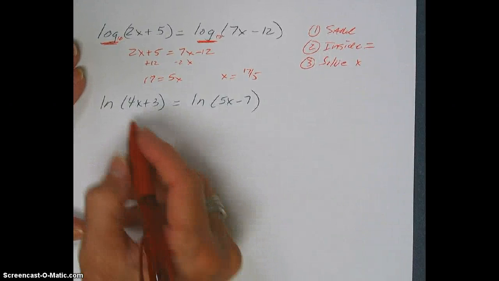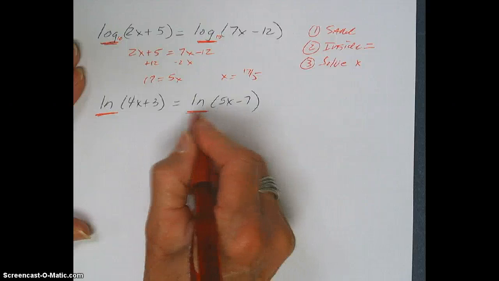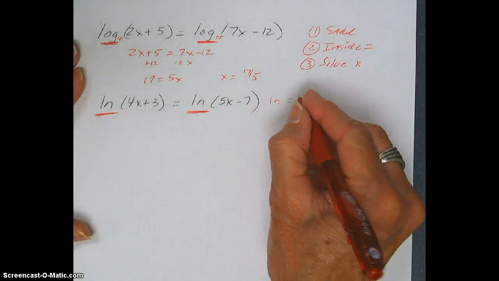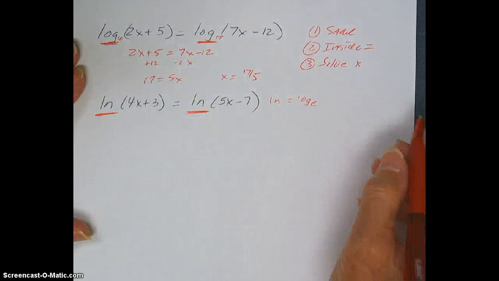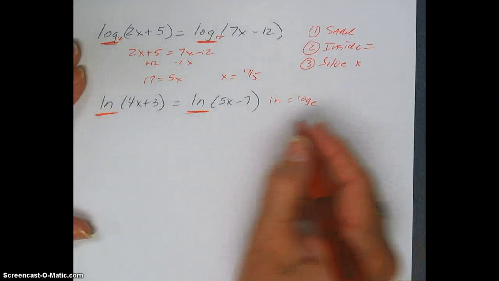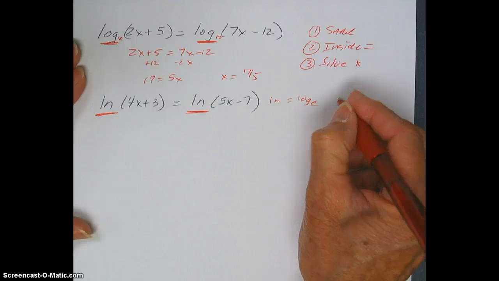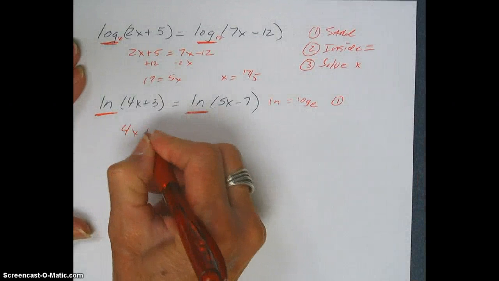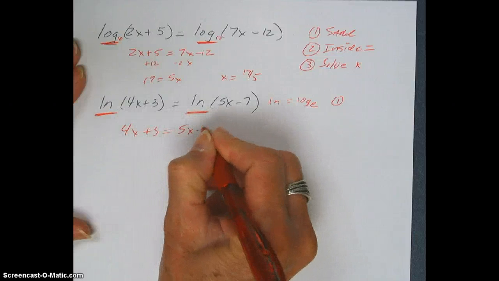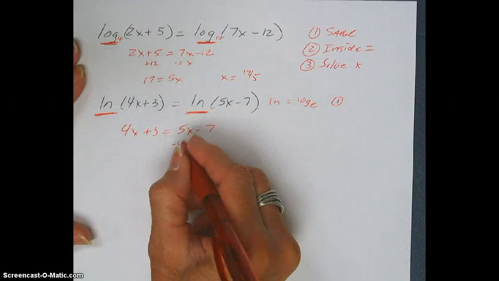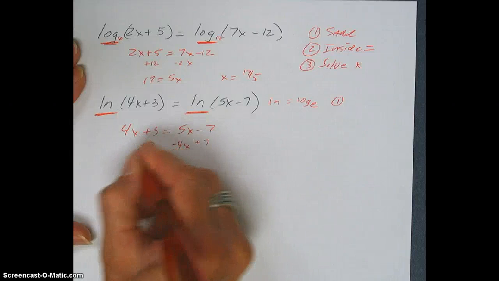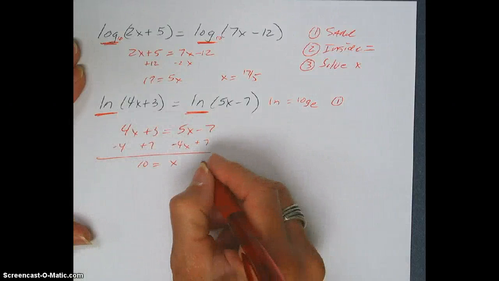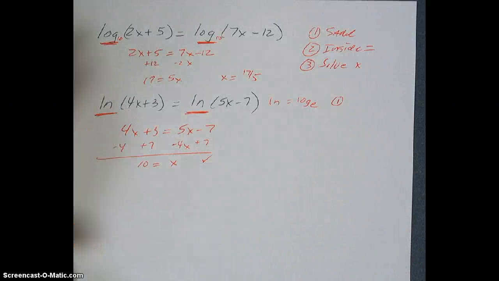Second example of this, check to see if the logs are the same. Remember when we see ln, that really means log the base e. If they are the same on both sides, then all we have to do is set 4x plus 3 equal to 5x minus 7. Solve for x. We get 10 equals x, and that's it.